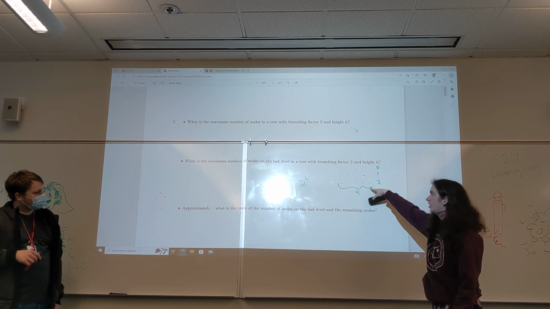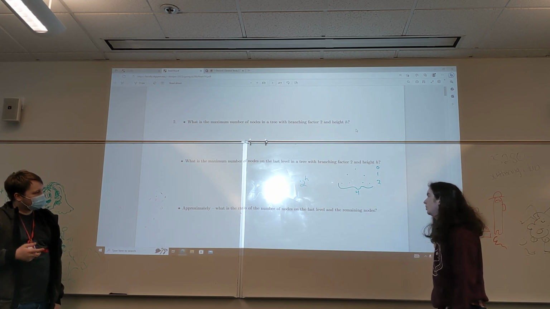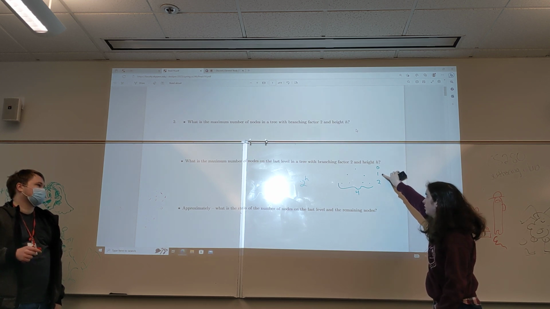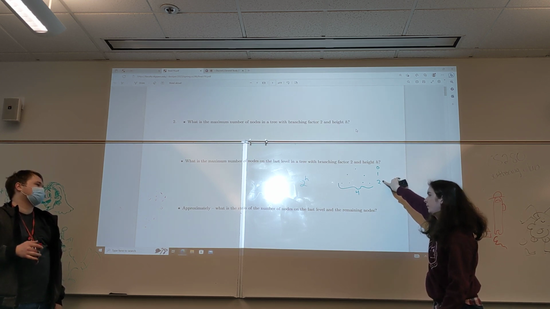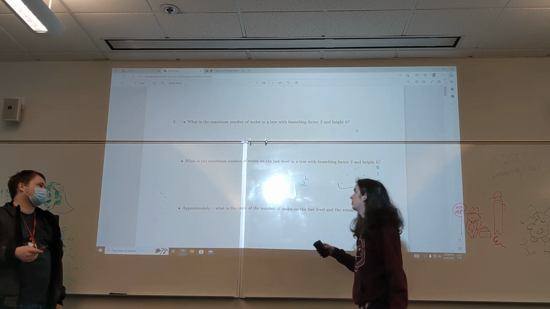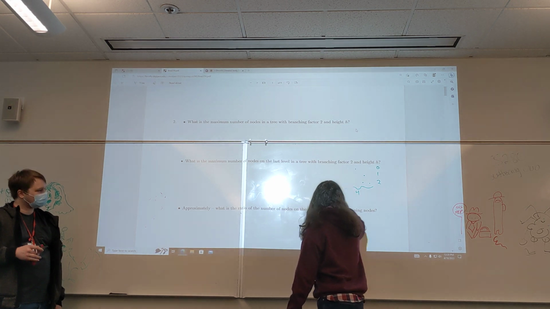The last level in a tree will have 2 to the h nodes. Because 2 to the 0 is 1, 2 to the 1 is 2, 2 to the 2 is 4, 2 to the 3 is 8. Because you're multiplying by 2 every time, obviously. Yeah. Cool.